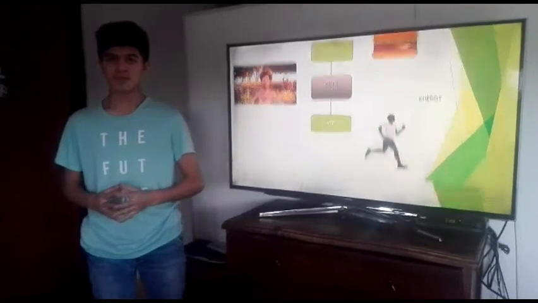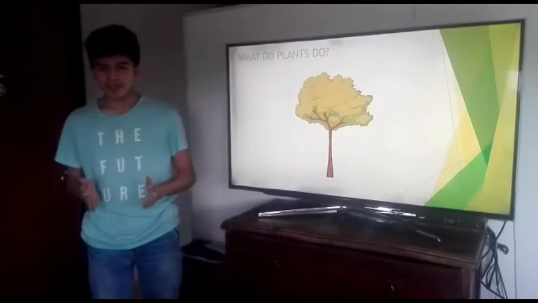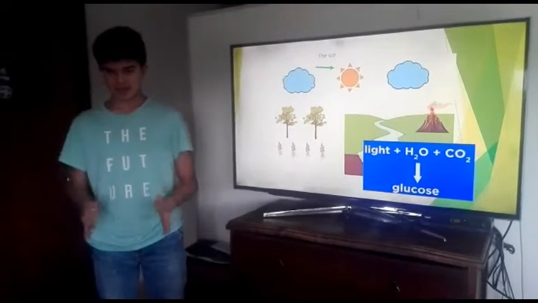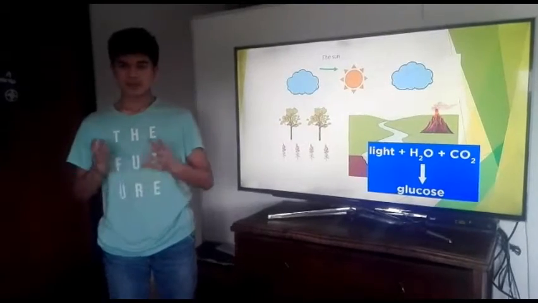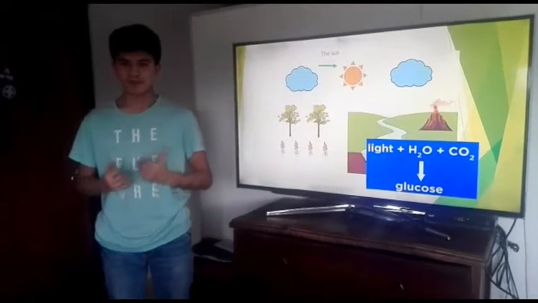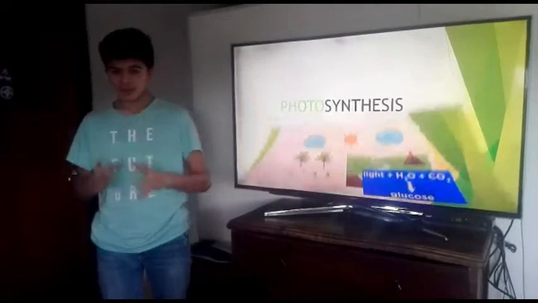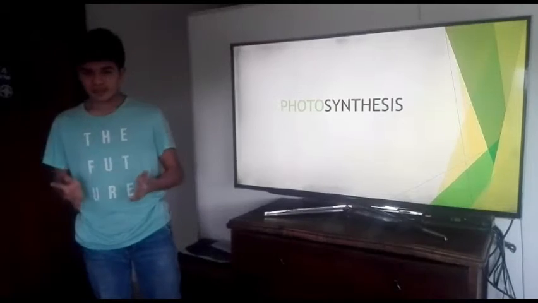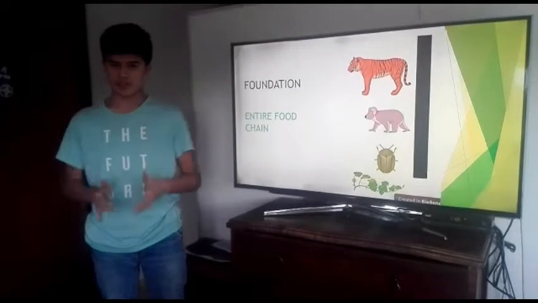energy. But what do plants do? The plants get their energy directly from the source, the sun. The sun, with the water and the CO2 that is plentiful in our environment, produces glucose. This process is called photosynthesis. We can say that the plants are the foundation of the entire food chain.